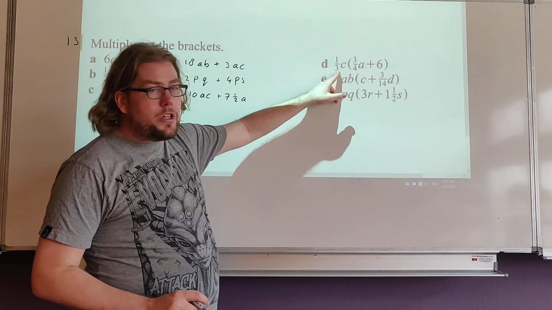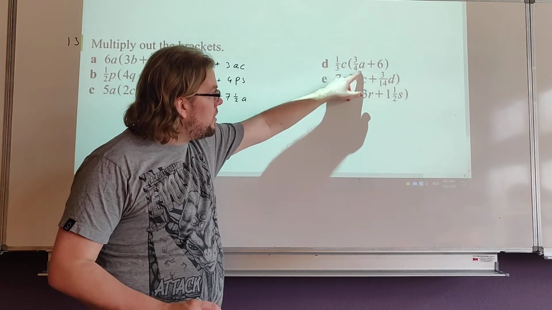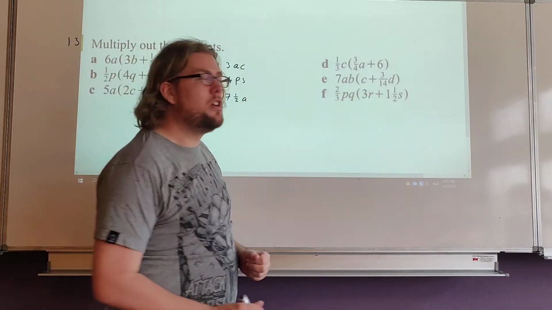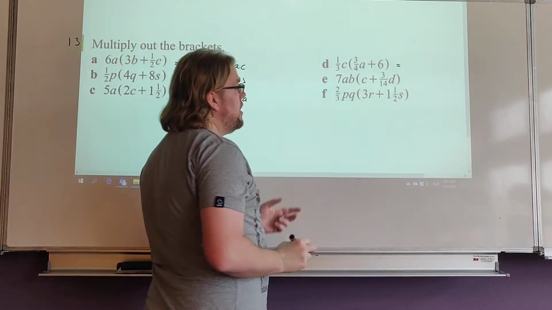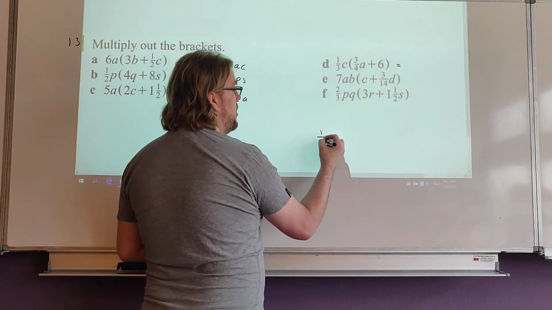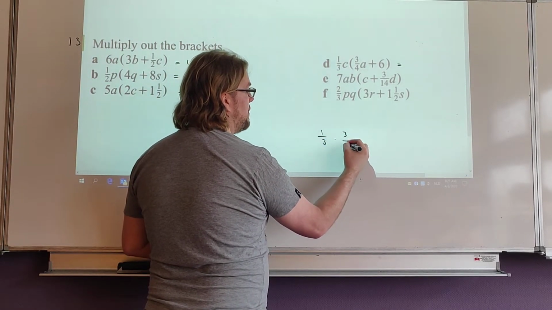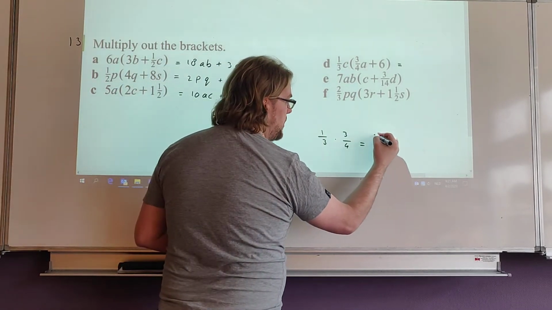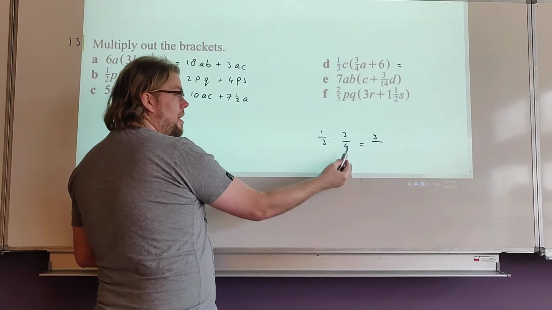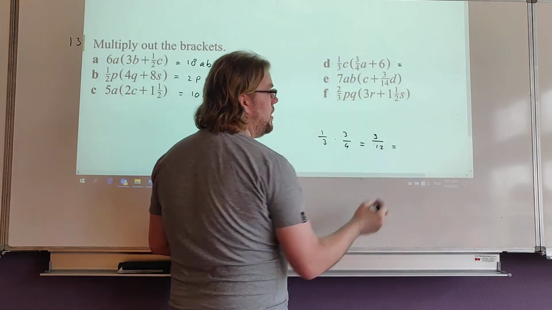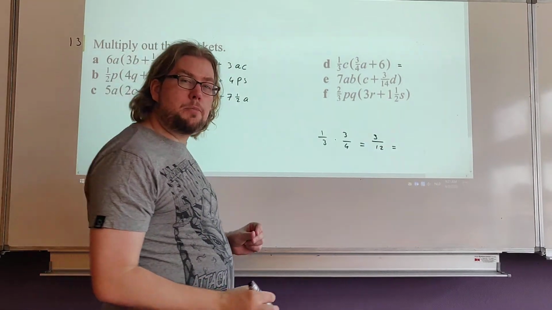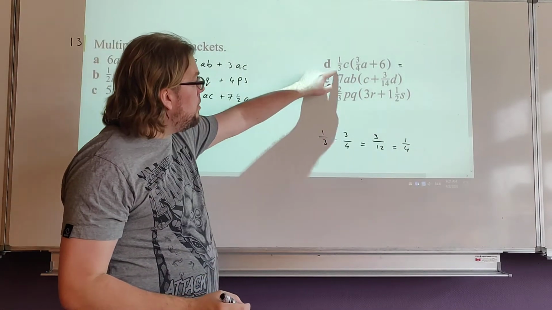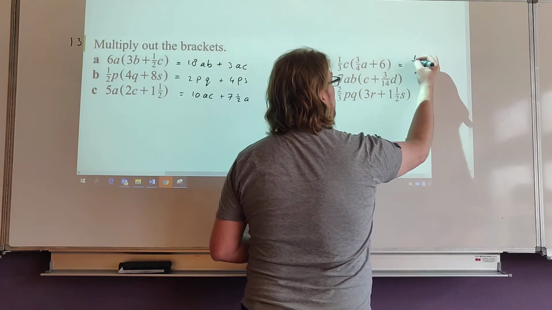We have 1/3 c times 3/4 a plus 6. So you have to do a fraction times a fraction. If you forgot how that works, let me write it down over here for you. 1/3 times 3/4. You have to do the numerator times the numerator, so that's 3. You have to do the denominator times the denominator, so that's 12. And then 3 over 12, you can make that smaller, that's 1 over 4.